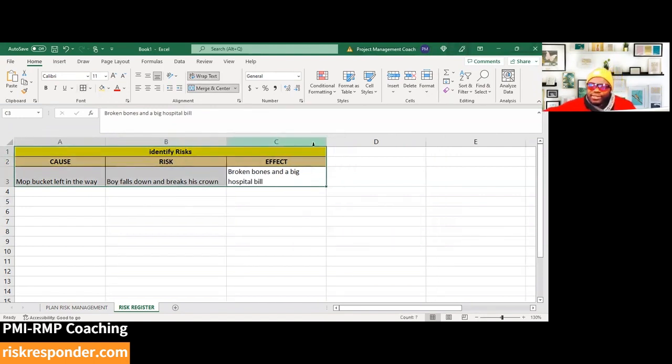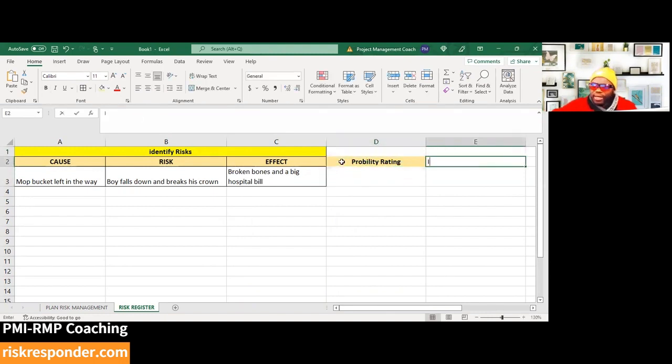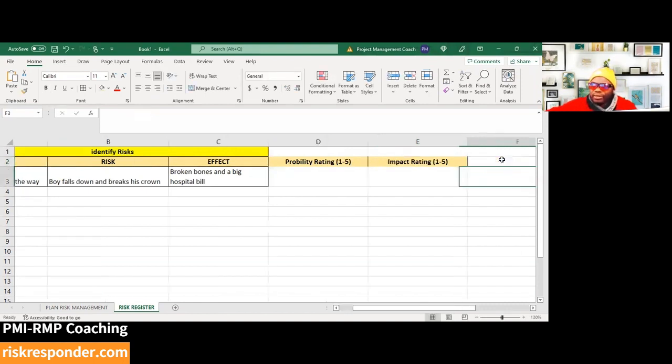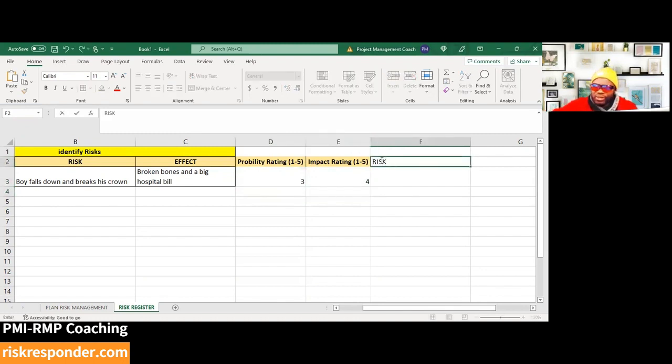Okay. When you're done with this, you need to now do quantitative risk analysis. So you're going to ask, what is the probability rating? And what is the impact rating? And you could say the probability rating on a scale of 1 to 5, for example, impact rating on a scale of 1 to 5, for example. Let's say the probability of the boy falling down and breaking his crown is a 3. Let's say we put the probability rating as a 3 here, the impact rating as a 4 here. The next step is to find the product of both to get a risk score.